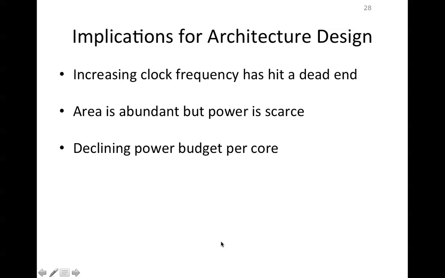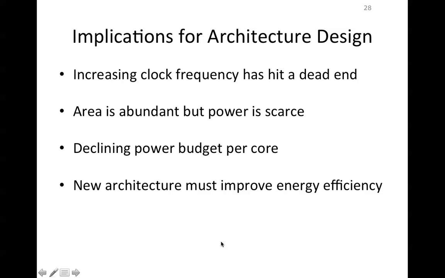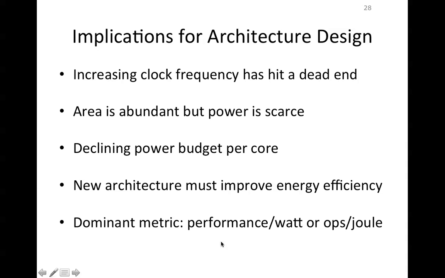So that means we're gonna have declining power budget per core. And any new architecture in the future will have to improve energy efficiency just so that it can improve performance. Okay? And the dominant metric will be performance per watt or number of operations per joule.